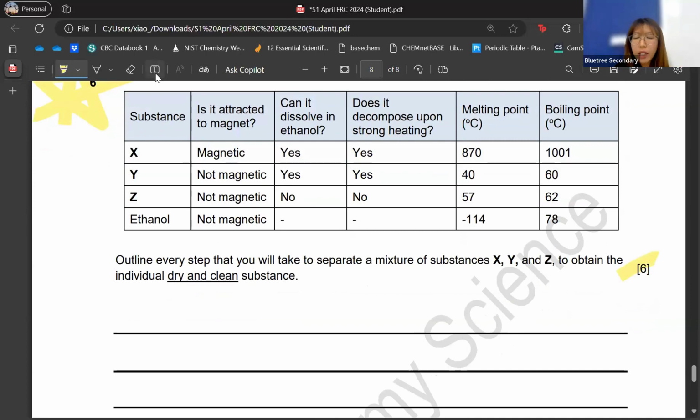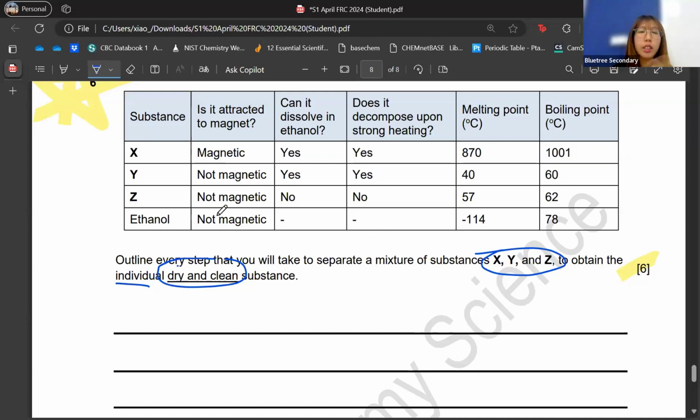Okay, so there's technique or skills to score for this question, and that is why Teacher Bell will teach you in this webinar. So first, let's read the question. We need to outline every step, and our objective is we need to separate a mixture of X, Y, Z to obtain dry and clean samples. And take note, we are looking at individual substances, which means in my beaker, I have all three X, Y, Z mixed together. I want you to extract out X only, Y only, Z only. That means I want you to separate X, Y, Z, and all of these three substances must be dry and clean.